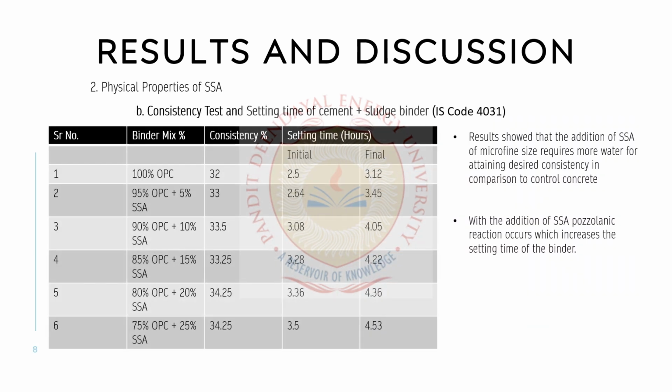Now talking about the consistency test and setting time of sewage sludge binder, we have conducted this test as per IS 4031. From the result we have seen the addition of sewage sludge ash in microfine size requires more water for attaining desired consistency in comparison to cement. That is, with increase in the value of replacement of sewage sludge, we have to increase the amount of water in order to maintain the consistency. And talking about the setting time, we have seen that with addition of sewage sludge ash, pozzolanic reaction occurs, which increases the setting time of the binder.